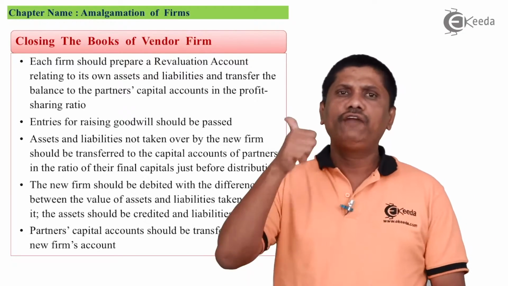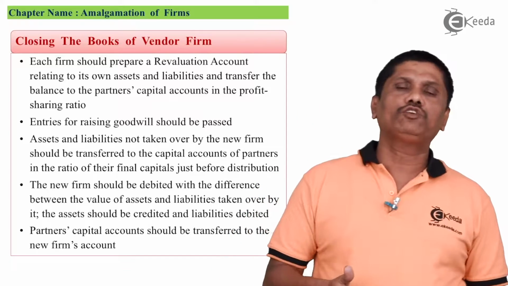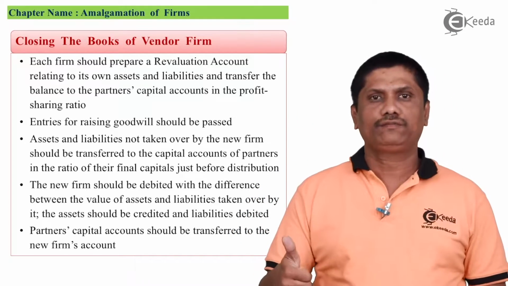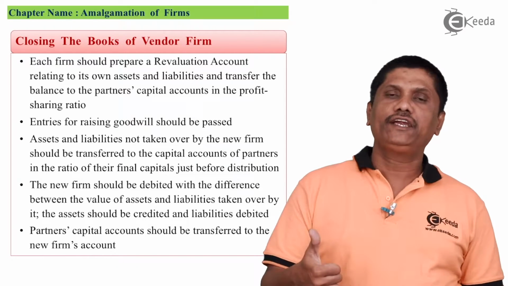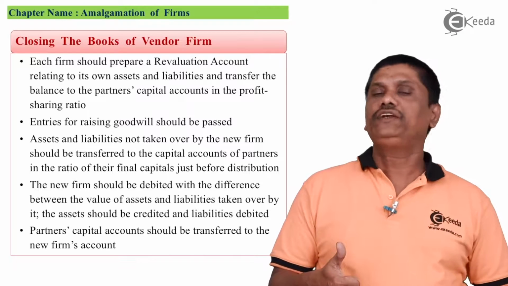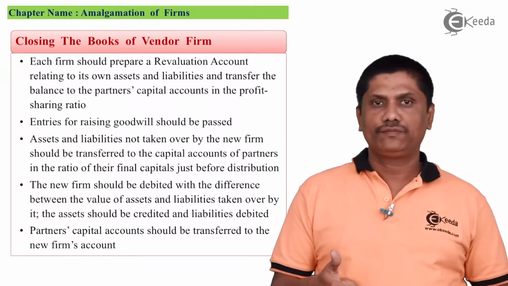What I need to do, I will prepare a revaluation account. It will be exactly the same revaluation account as I was preparing for admission, retirement or death. When revaluation leads to a profit, revaluation account will be credited. For example, asset increase, liability decrease. My entry will be asset account debit, liability account debit to revaluation.